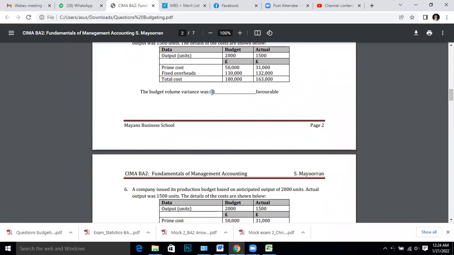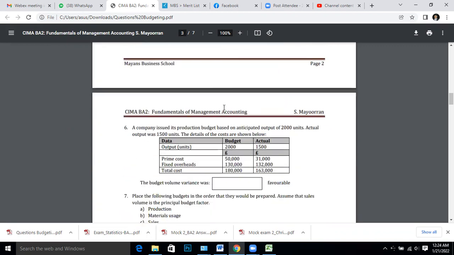So see, this is what I told you. When they ask you in the exam, the pound sign will be given. Just the number only you have to type here. Don't even type comma or space or anything. Just 12,500.